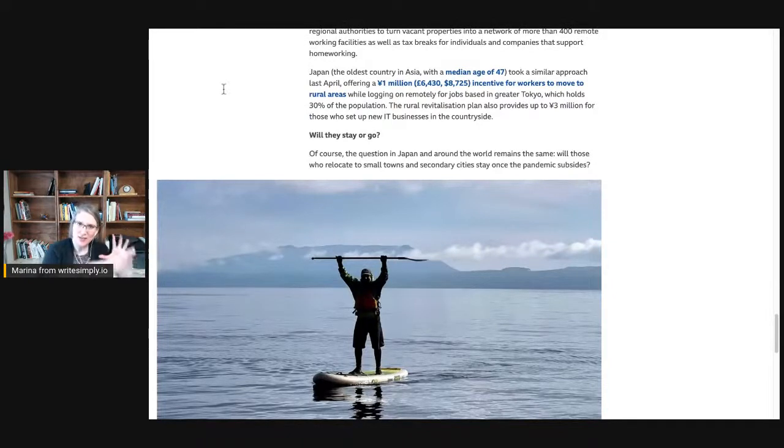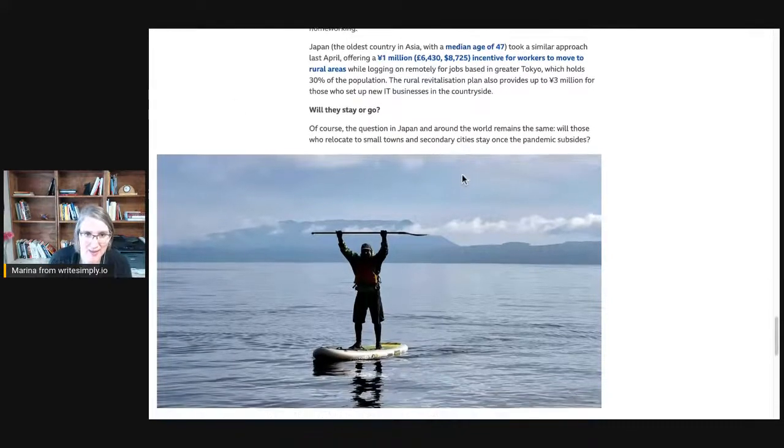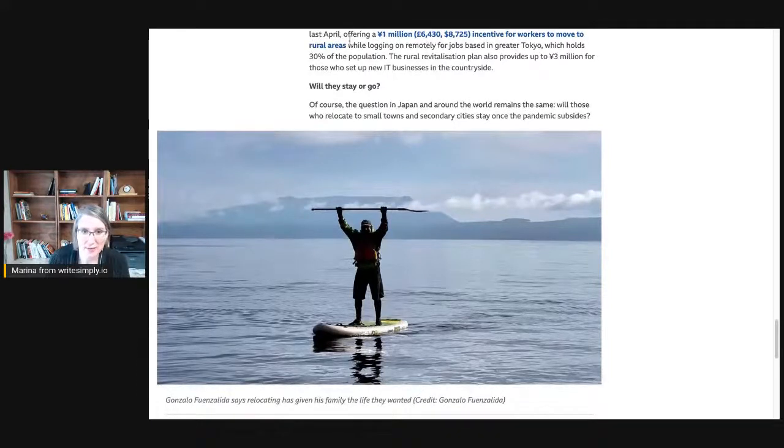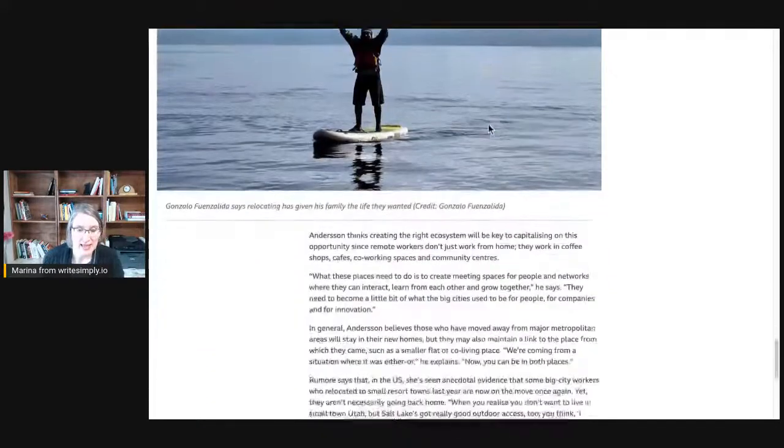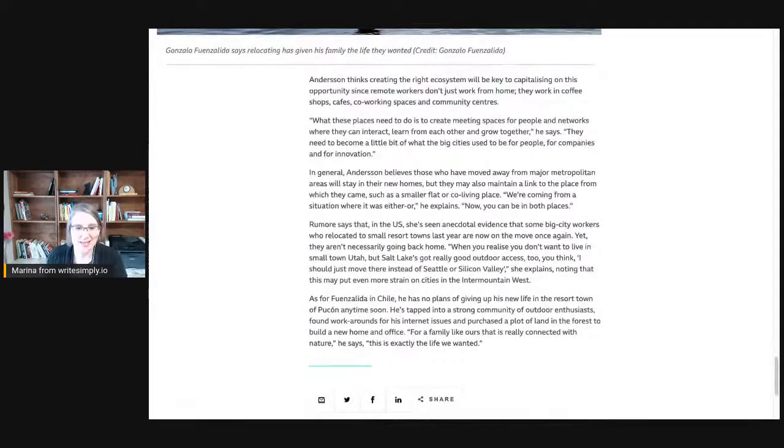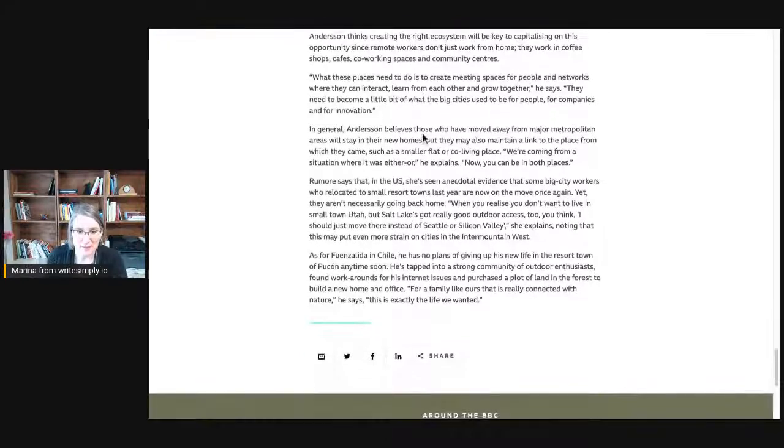So he presented all of this idea that people are moving to more remote areas. And then he's done the good and the bad. He's weighed it out. He's given reasons. Will they go or will they stay? Of course, the question in Japan and around the world remains the same. Will those who relocate to small towns and secondary cities stay once the pandemic subsides? We don't know. But then he's going to give his opinion further there.